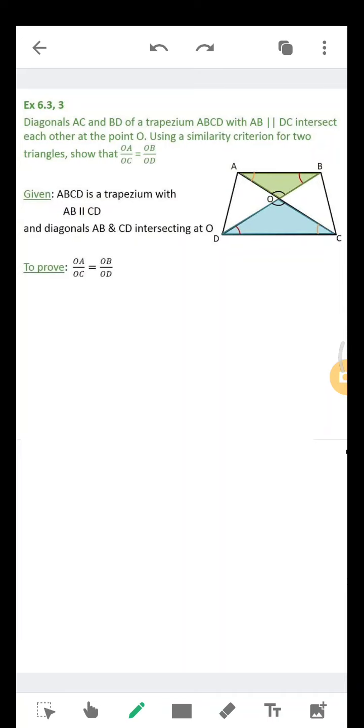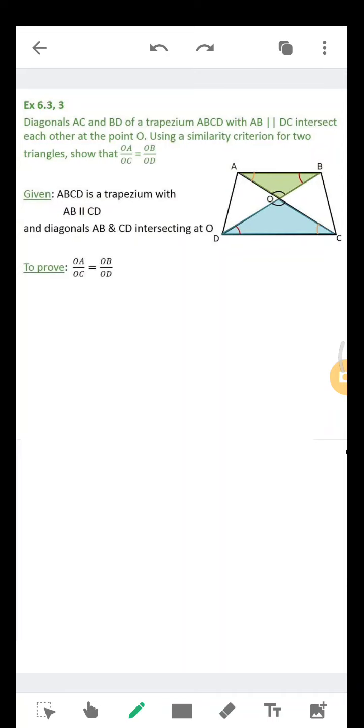Now we have to prove, by using similarity criterion, that OA by OC is equal to OB by OD. We did this theorem in the previous exercise, but there we used BPT. Here we can use similarity. In the previous exercise we drew a line and proved it. Here we can prove it directly because we know the similarity rules.